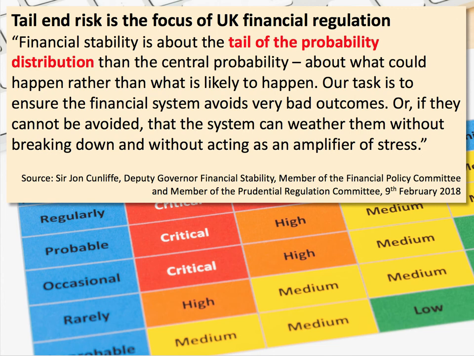According to this brilliant quote from John Cunliffe, Bank of England Deputy Governor for Financial Stability, in a speech he made in early February 2018, financial stability is now, in the UK, about the tail of the probability distribution rather than the central probability. It's about what could happen rather than what is likely to happen. So the crucial point is whether the financial system has the resilience, the buffer, the stability to be able to weather some big, big shocks. We're going to talk about those in our third video.